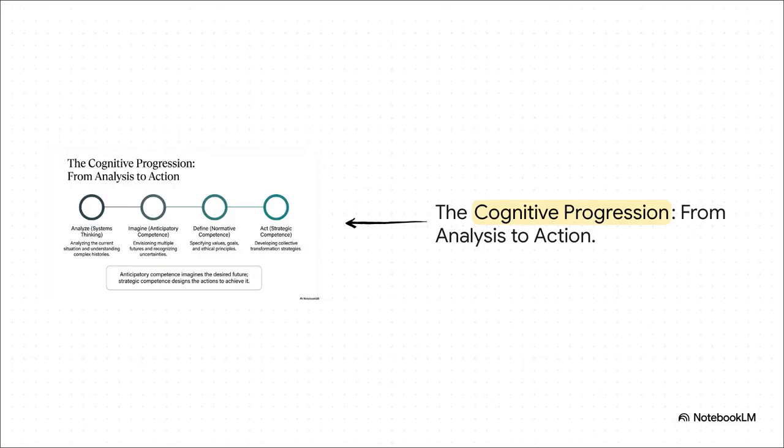Finally, as you start building out these modules, use this 4-step cognitive engine to guide your students. First, analyze. Force them into systems thinking so they truly understand the complex situation. Second, imagine. Trigger their ability to envision multiple different futures. Third, define. Make them figure out the normative values and goals. And lastly, act. Have them actually develop the strategic competence to design real transformation strategies. It's a brilliant progression that moves your class smoothly from just analyzing a system to actually acting on it.